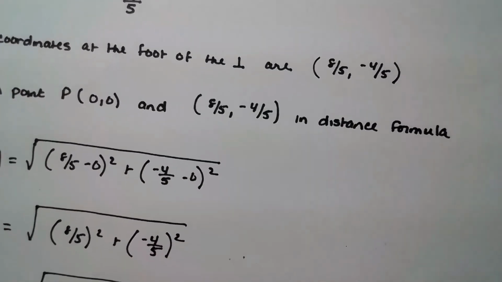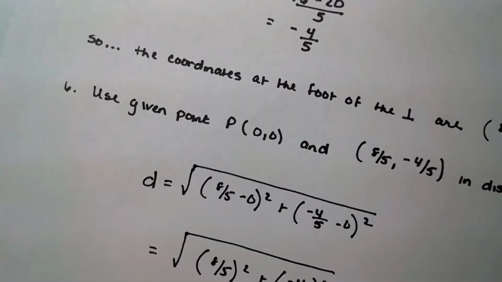So that's one of the examples of finding the distance between a line and a point not on a line. Now let me create one real quick here.